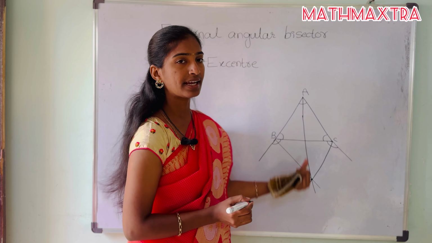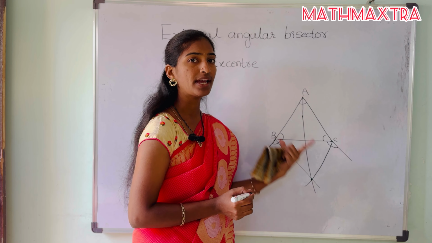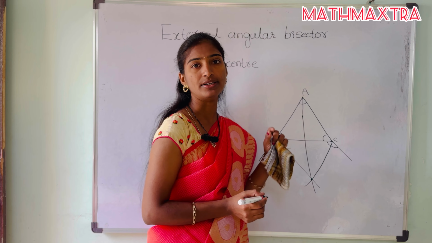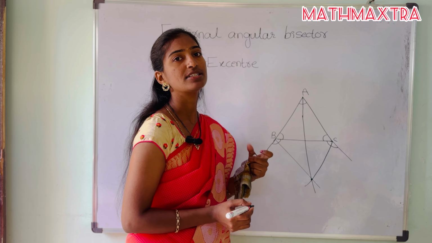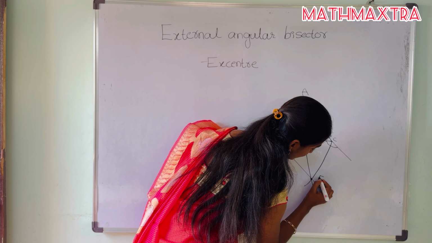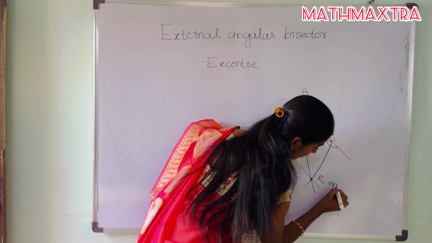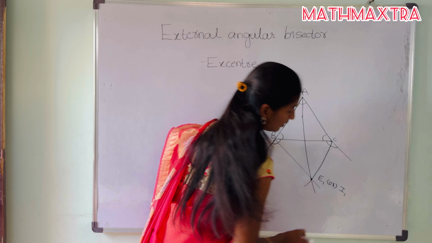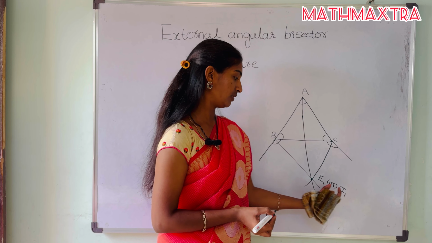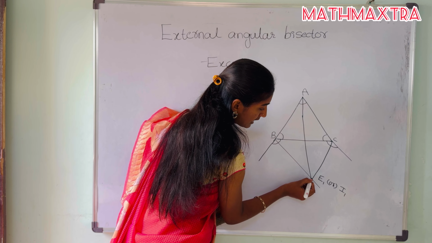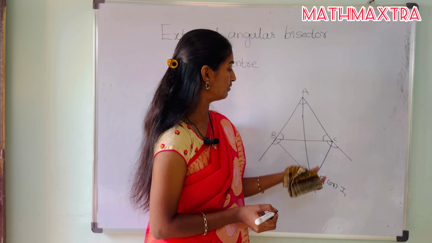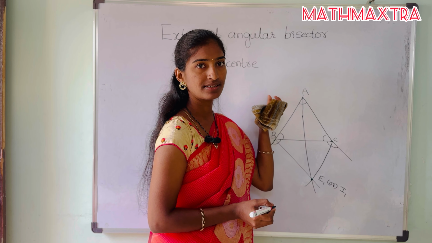See, one internal angular bisector and the other two external angular bisectors. These three are concurrent at one point. That point of concurrency we call an excentre. We denote excentre with either E1 or I1. Okay. So this is one excentre. And similarly, you can have two more excentres, isn't it?